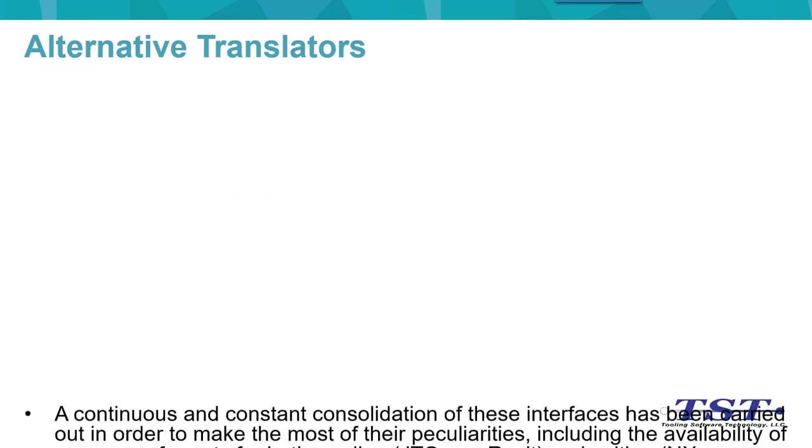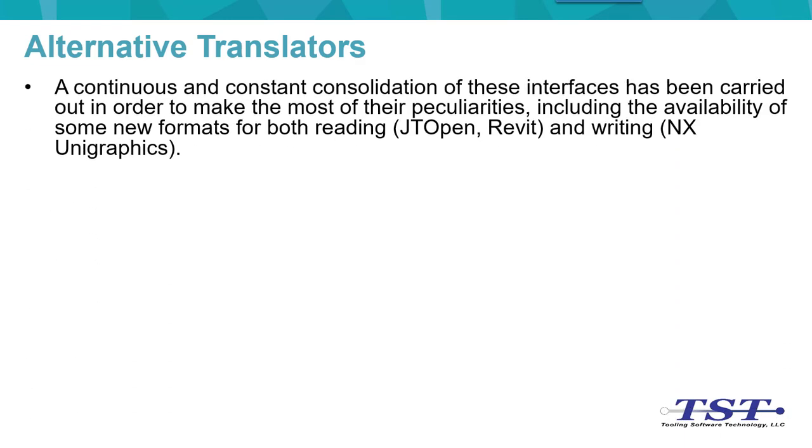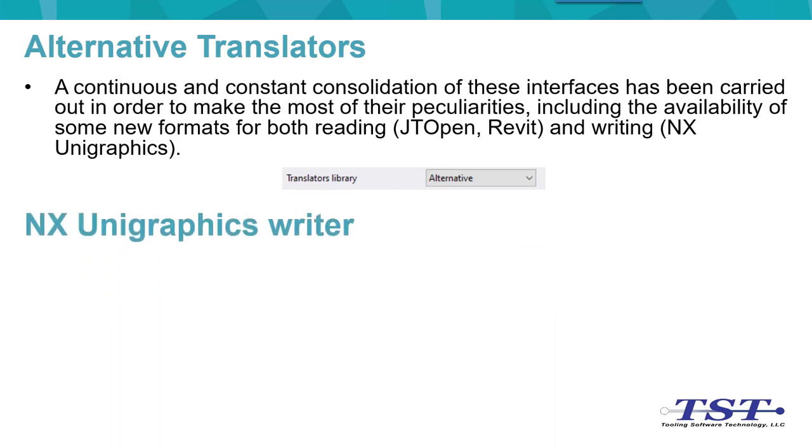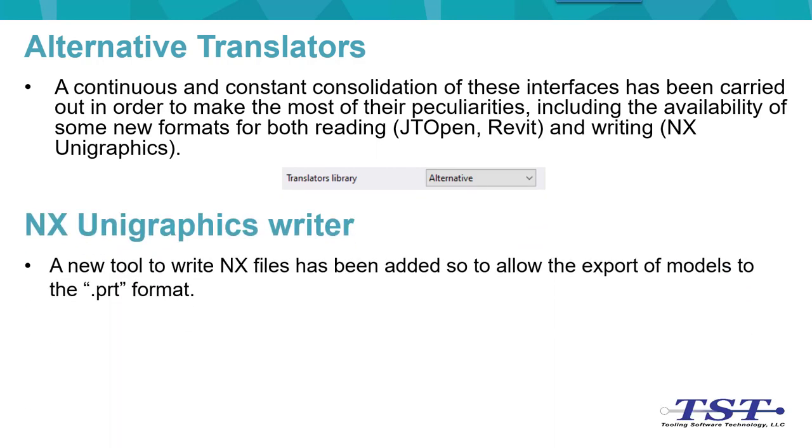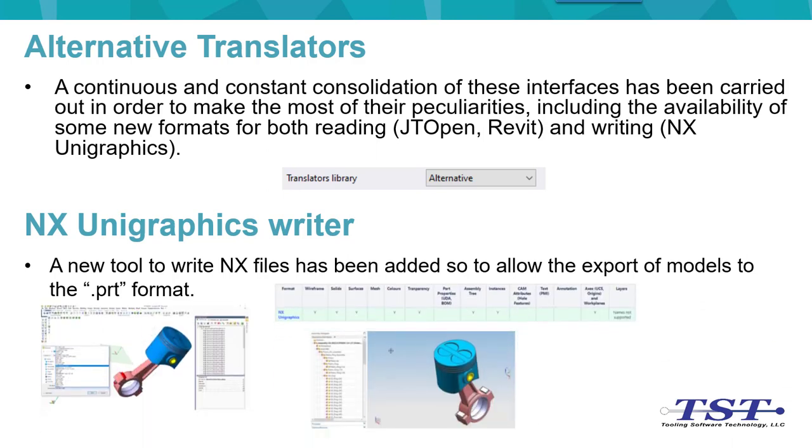Within the alternative translators, there has been a continuous consolidation of these interfaces, carried out in order to make the most of their peculiarities, including the availability of some of the new formats, including JT Open, Revit, and the Write NX translators. Within the NX Writer, there is a new tool for writing NX files, which allows you to export the PRT models from VISI. This includes any assemblies and so on.